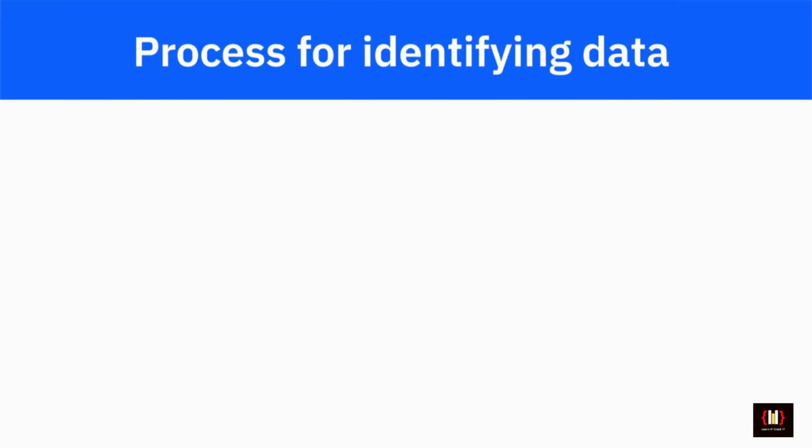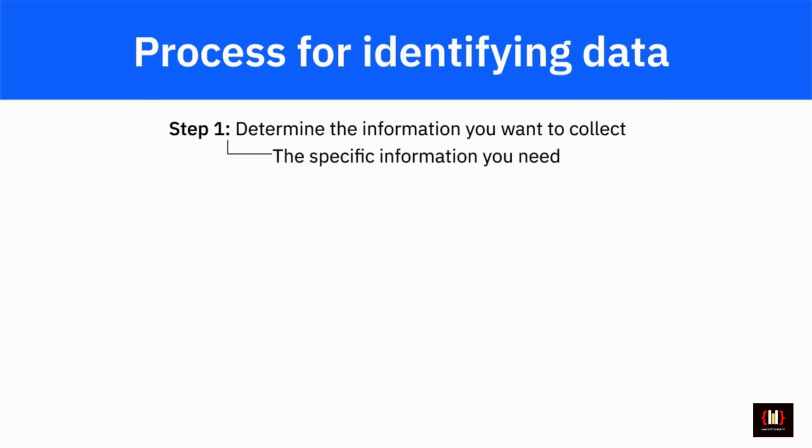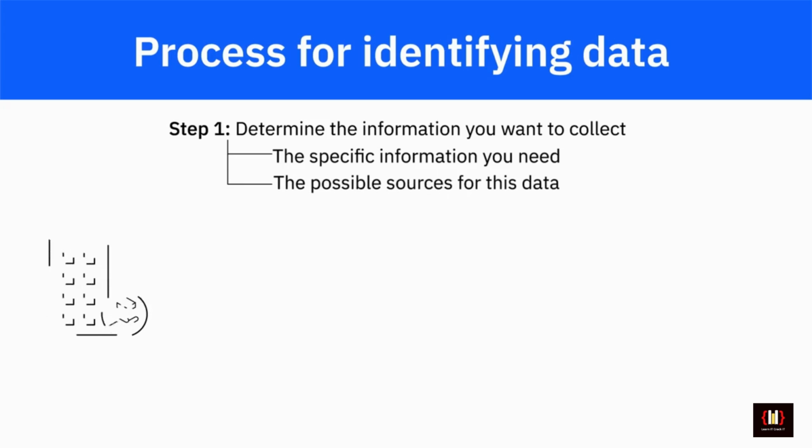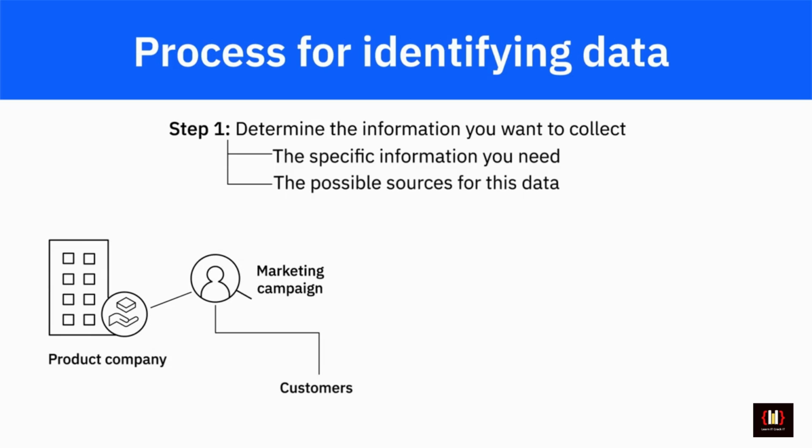The process of identifying data begins by determining the information you want to collect. In this step, you make decisions regarding the specific information you need and the possible sources for this data. Your goals determine the answers to these questions. Let's take the example of a product company that wants to create targeted marketing campaigns based on the age group that buys their products the most. Their goal is to design reach outs that appeal most to this segment and encourages them to further influence their friends and peers into buying these products.